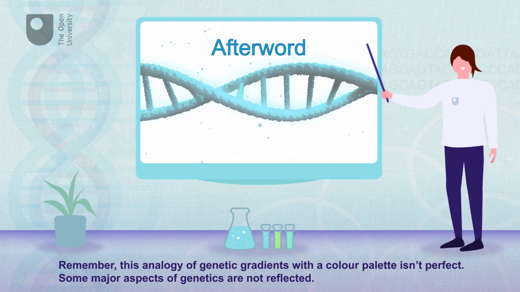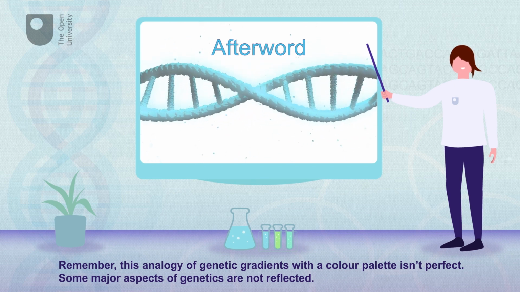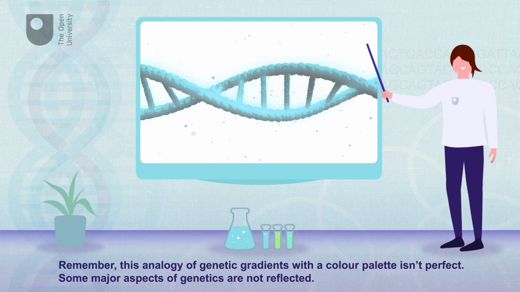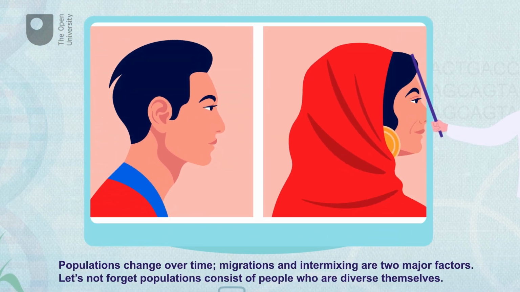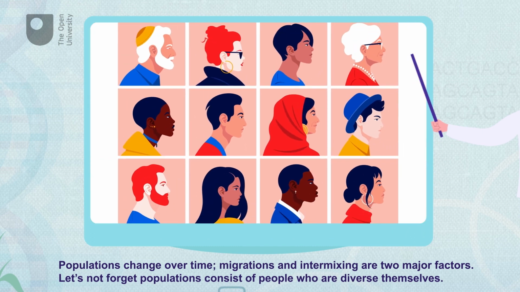Remember, this analogy of genetic gradients with a colour palette isn't perfect. Some major aspects of genetics are not reflected. Populations change over time, migrations and intermixing are two major factors. Let's not forget, populations consist of people who are diverse themselves.